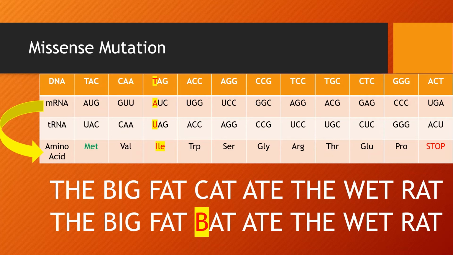Even though the rest of that protein is exactly the same, if even one amino acid is changed, that protein could do something completely different. Looking at our sentences, the top sentence is our normal healthy protein: the big fat cat ate the wet rat. Then say a mutation happened that turned the C of cat into a B for bat. Now it says the big fat bat ate the wet rat. That's a different word, bat for cat, so that is going to be like a completely different protein that does something else.